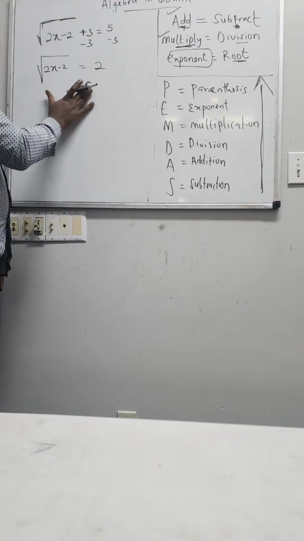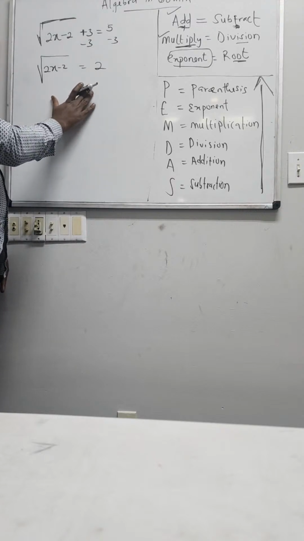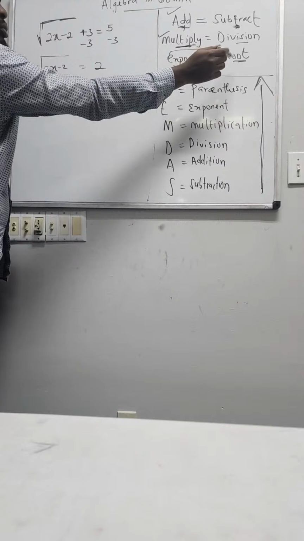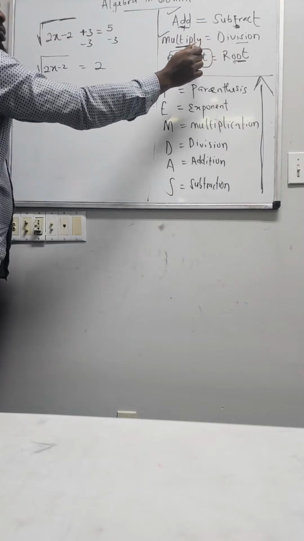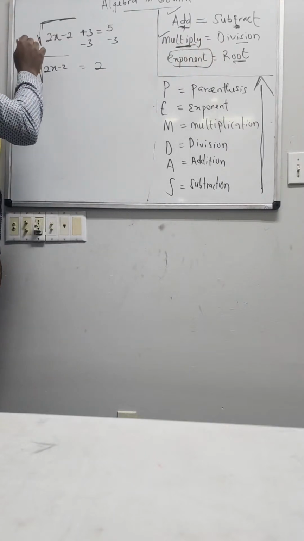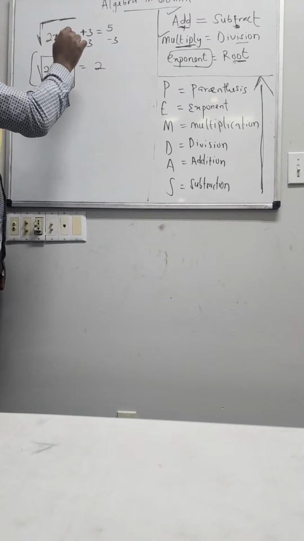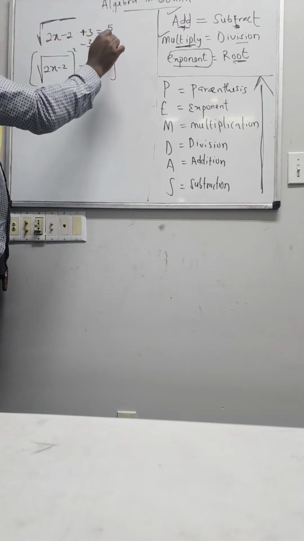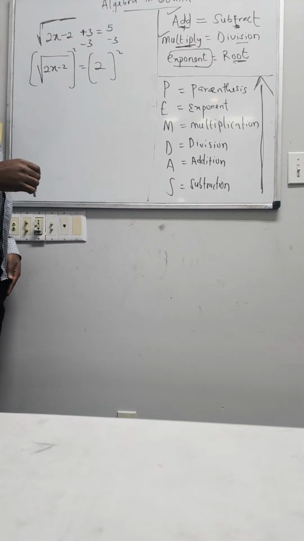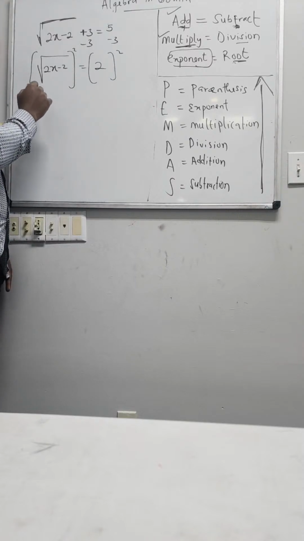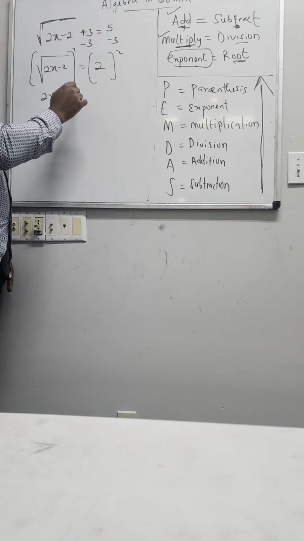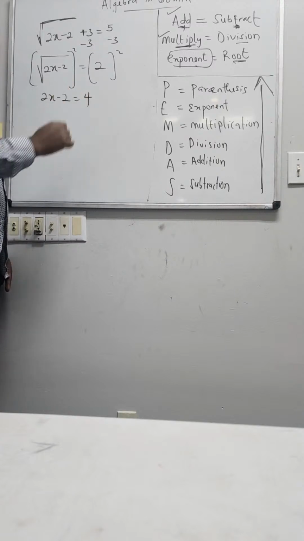And if you have this, the next thing to do is to what? We have square roots. So you apply exponents by squaring both sides. If you square both sides, here we have 2x minus 2 equal 4.